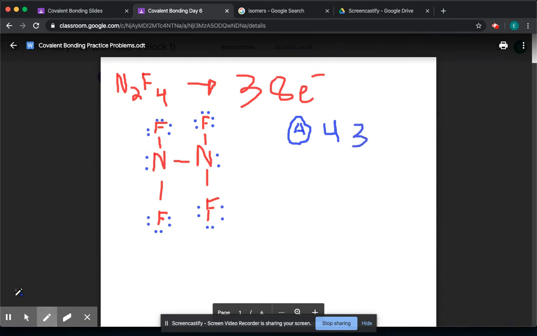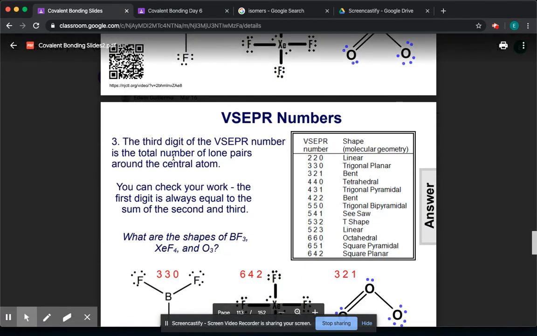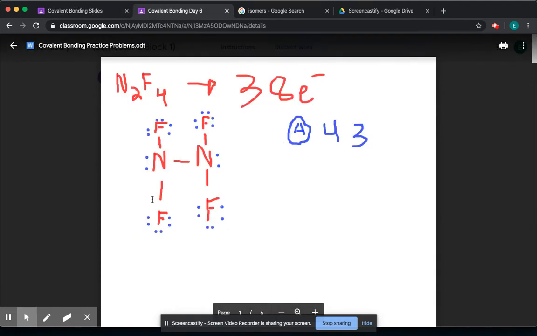And then the third number is just lone pairs. The third digit is the total number of lone pairs around the central atom. So a quick way to check your work: the second 2 numbers should add up to the first one. And 3 plus 1 is 4. So we're good. The first is both lone pairs and bonds, this is just bonds, this is just lone pairs. So A asks us what the VSEPR numbers are, and those are your VSEPR numbers.